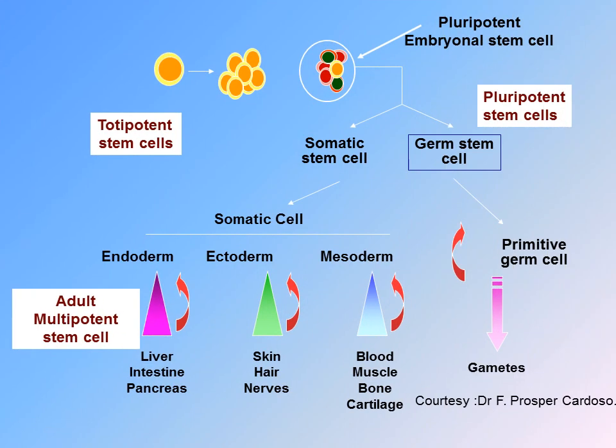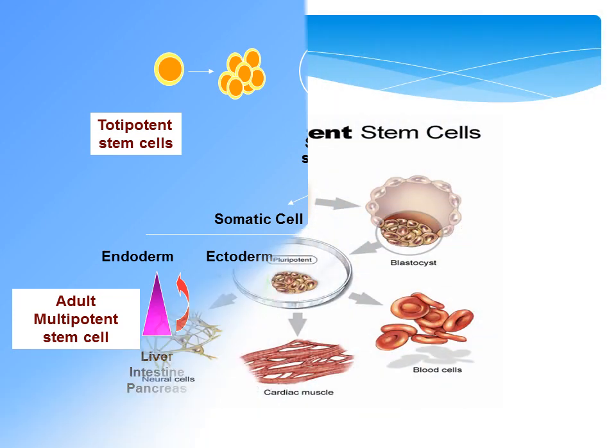So totipotent stem cells become pluripotent embryonic stem cells, and that becomes adult multipotent stem cells. And here pluripotent stem cells can become either a somatic stem cell or a germ stem cell. Germ stem cells give rise to gametes, whereas somatic stem cells give rise to the somatic cells.